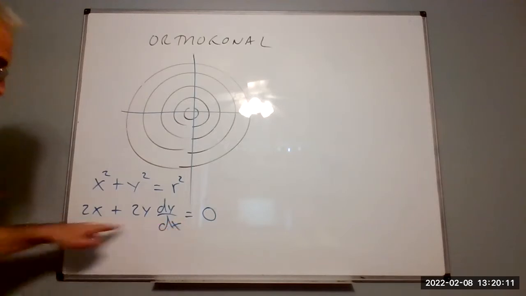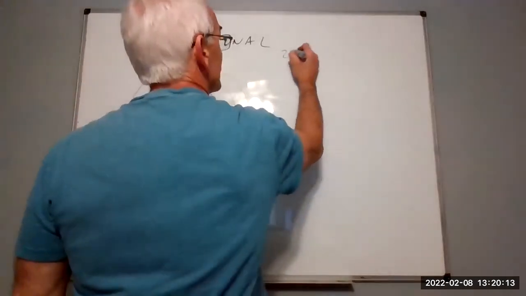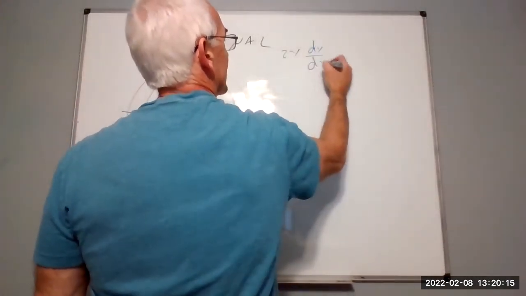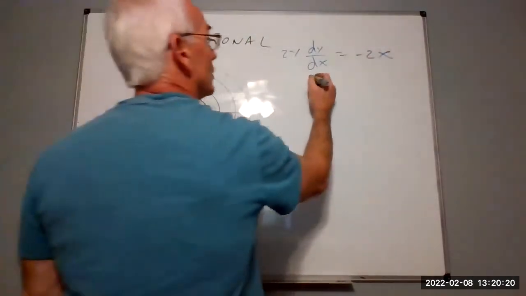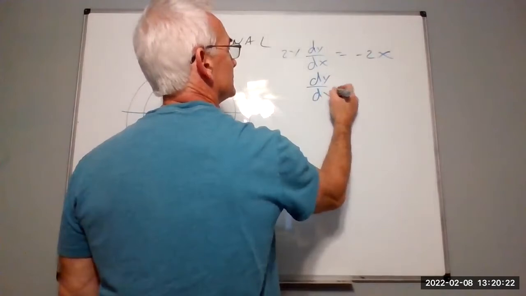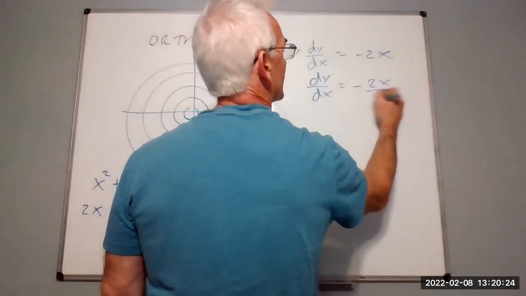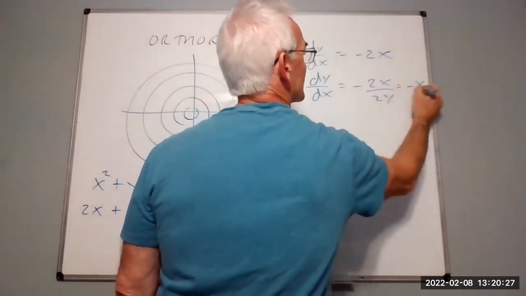Now I need to solve for dy/dx. I'll put it up here. So 2y dy/dx is going to equal negative 2x when I throw that over. So dy/dx is going to equal negative 2x over 2y, or just negative x over y.